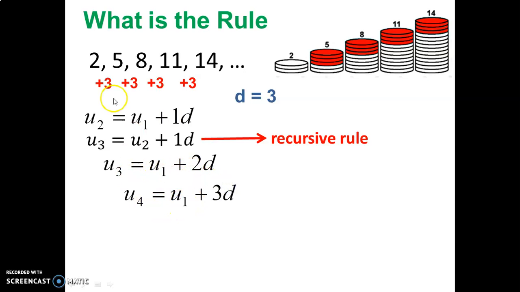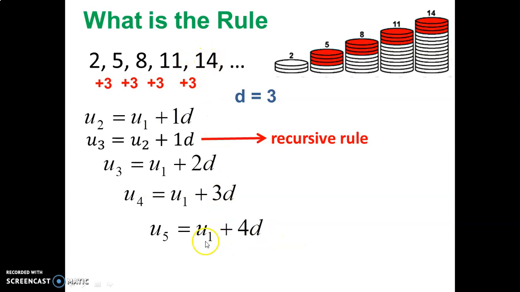To get u4, we can begin at u1 and do 1, 2, 3 jumps of the common difference. So to get to u4, start at u1 and then add the common difference 3 times. Notice for u5 we would have the same thing. Notice every time we have a term that we need, we do 1 less of the common difference, because the number of jumps is always 1 less than the term we're arriving at.